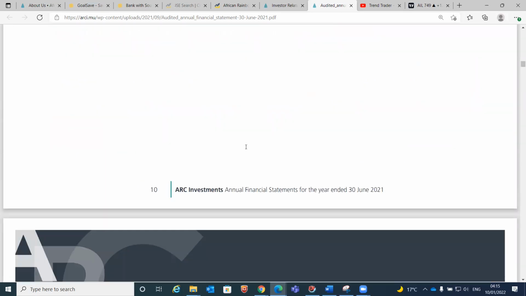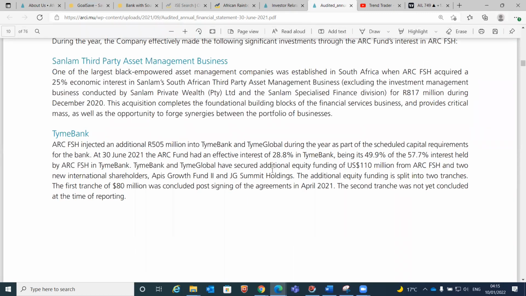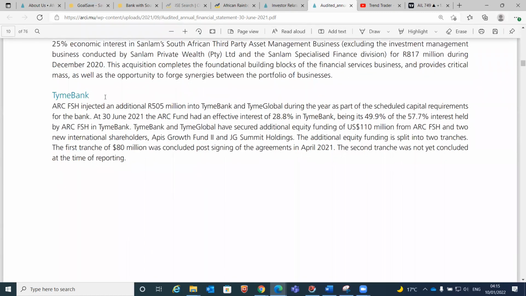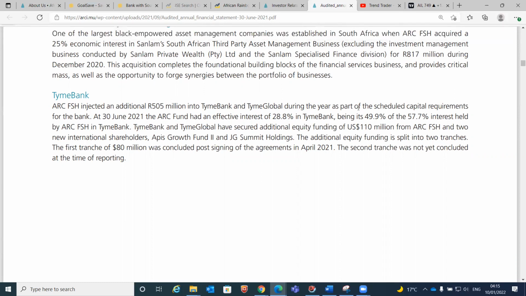There was a page that I was looking at. There was some information that I wanted to share with you, but as you can see here, there's information about TymeBank. They say that ARC added about 505 million into TymeBank and Tyme Global during the year, as part of the scheduled capital requirement for the bank. And then as of the 30th of June, the ARC Fund had an interest of 28.8% in TymeBank, which represents 49.9% of the 57.7% interest that is held by ARC in TymeBank.